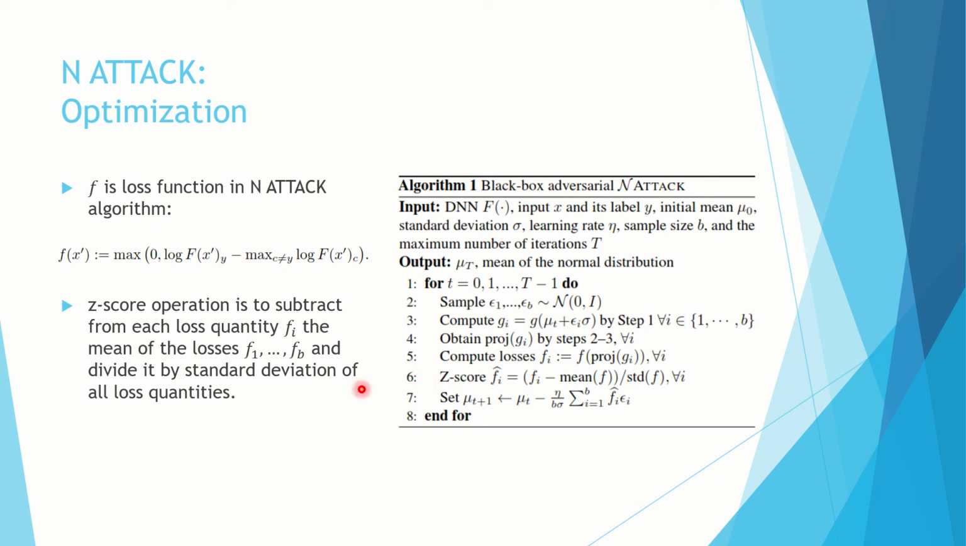For step 6, the z-score operation is to subtract the mean of the loss function from each loss, divided by the standard deviation of the loss function for all quantities. And this is the equation of the loss function for an attack.